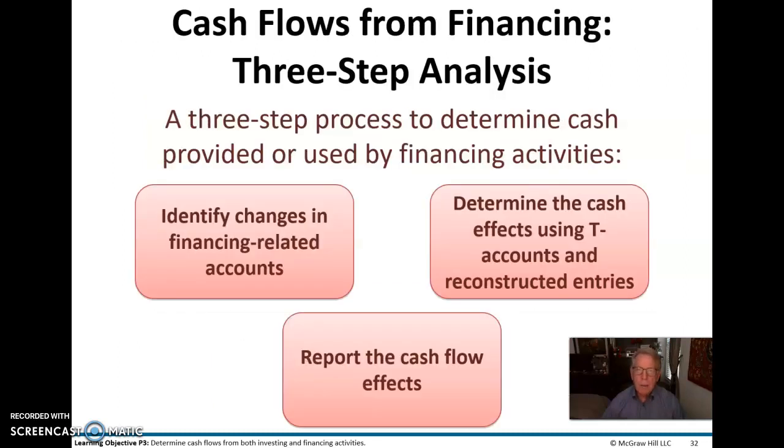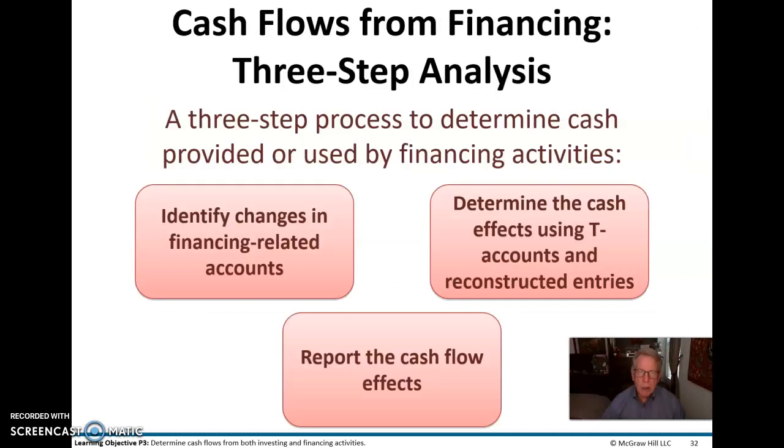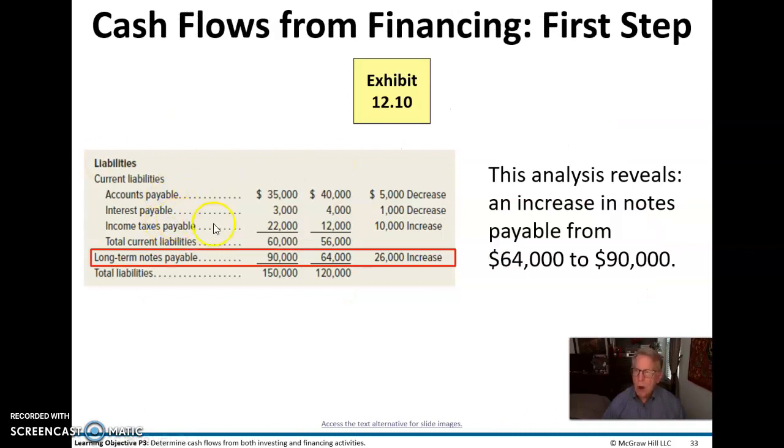Okay, so that is going to represent the investing activities. And now we're going to look at financing activities with a similar three-step process. And we do the same thing. So in this case, our long-term liabilities went up by $26,000. And why did that occur? That occurred because we had an increase in notes payable from $64,000 to $90,000, that $26,000.